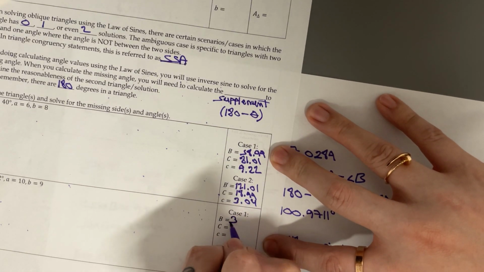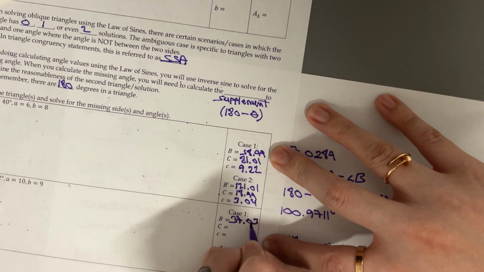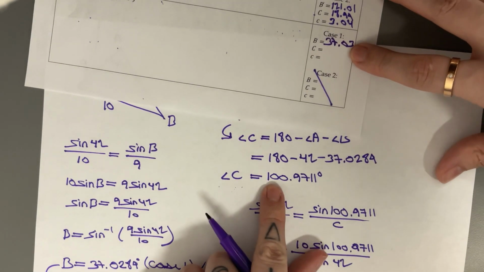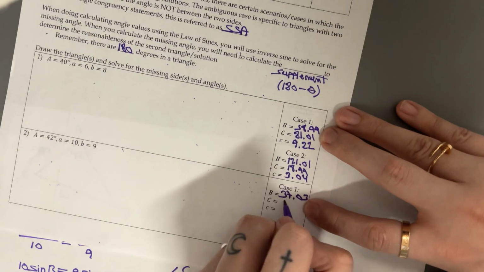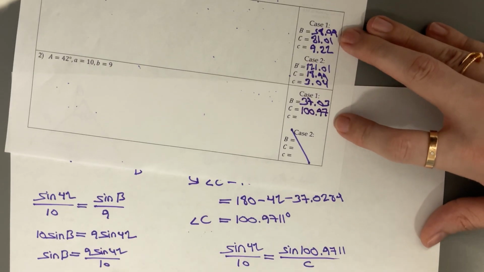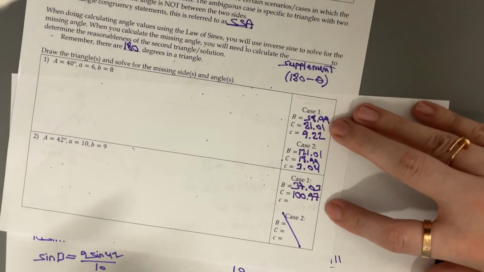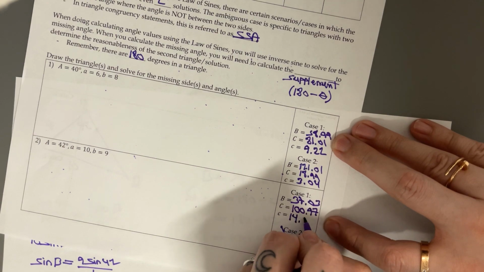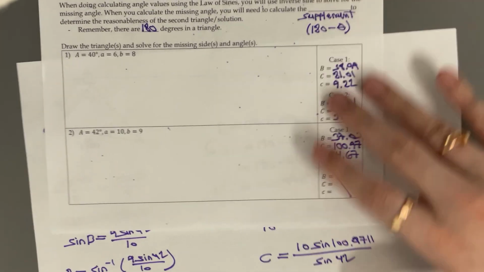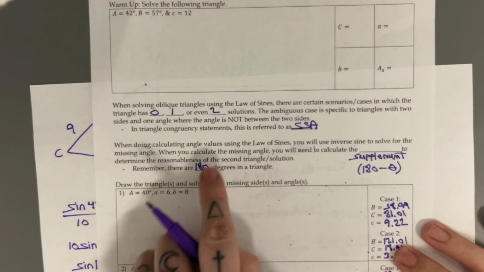But anyways, so big B, which we said is going to be 37.03. Oh my God. And then big C, which we said was 100.97. And then little c, which is going to be 14.67. Ta-da!